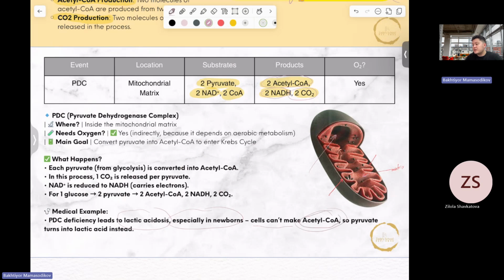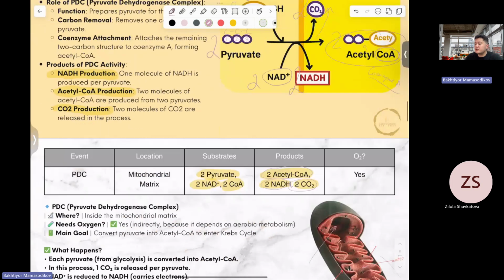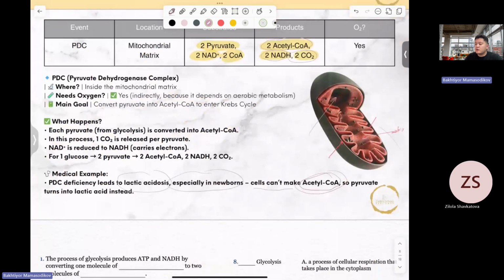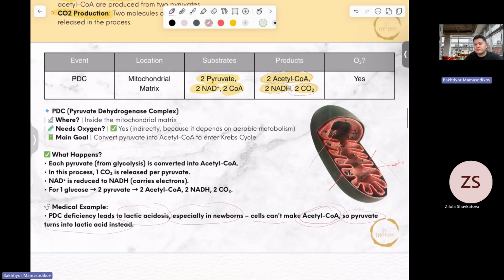So acetyl-CoA is really important. We should always make acetyl-CoA from pyruvate, because acetyl-CoA enters the citric acid cycle, which we call the Krebs cycle. Otherwise pyruvate turns into lactic acid instead. So it's very dangerous, and neurodevelopmental delay can occur in newborns.